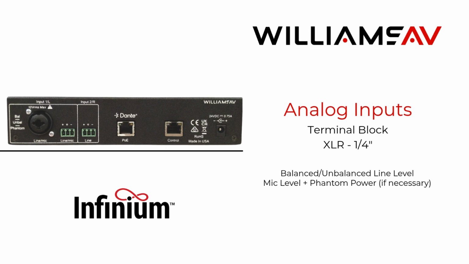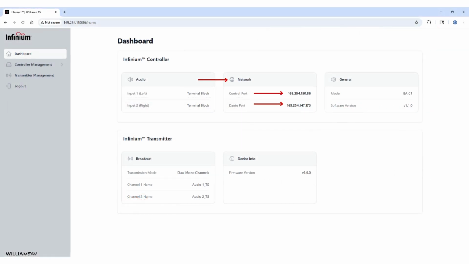Under Network, this lists the IP addresses for the Control and Dante ports. And finally, under General, this shows the controller model and firmware version.